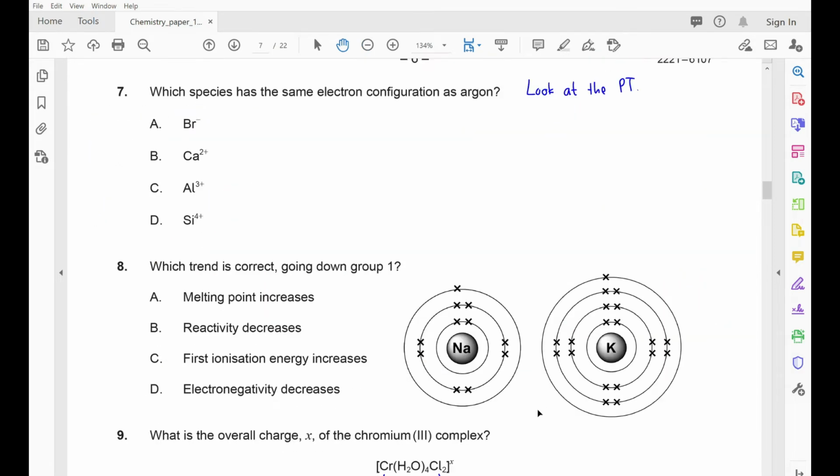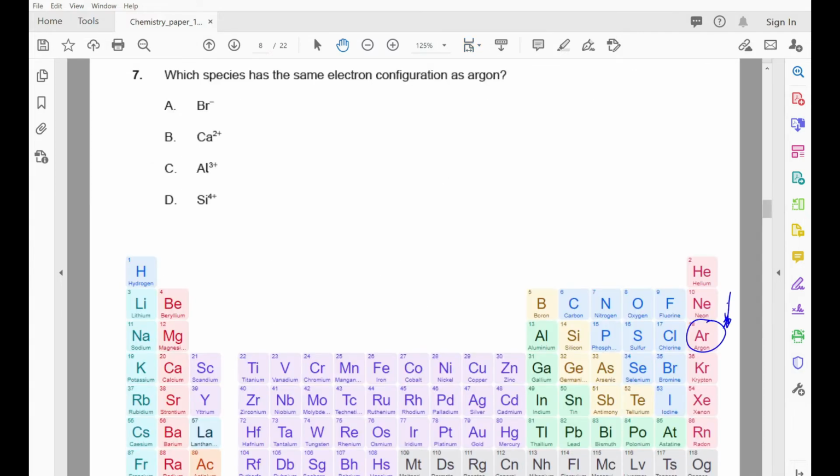Question 7. Which species has the same electron configuration as argon? Argon is here. And we have bromide, meaning bromine gains 1 electron. That would have the same electron configuration as krypton. Whereas calcium losing 2 electrons, so you go back 2 times, 1 and then 2. Calcium is nearest to the noble gas of argon, so calcium ion has the same electron configuration as argon.